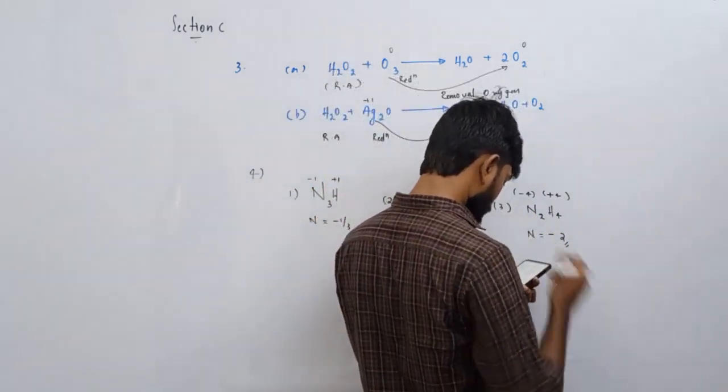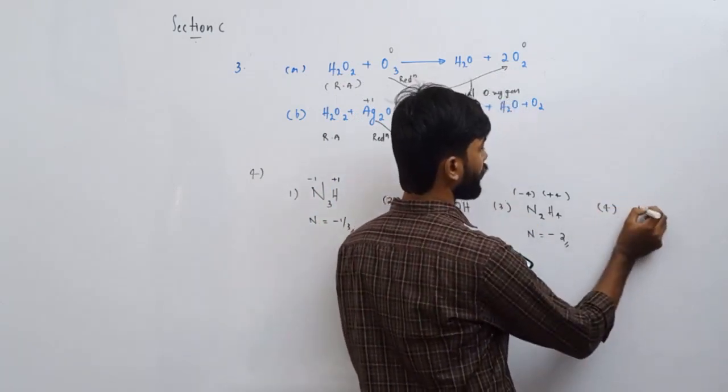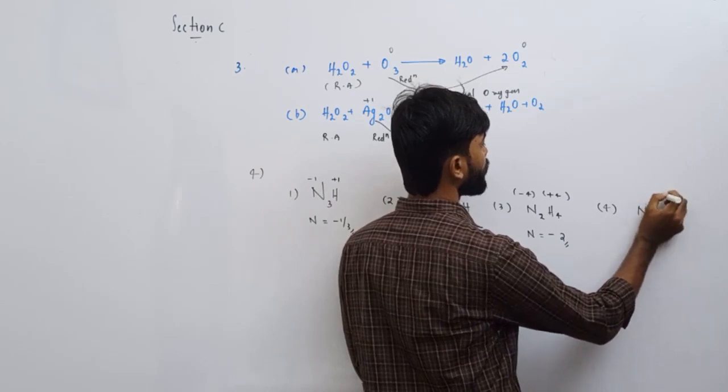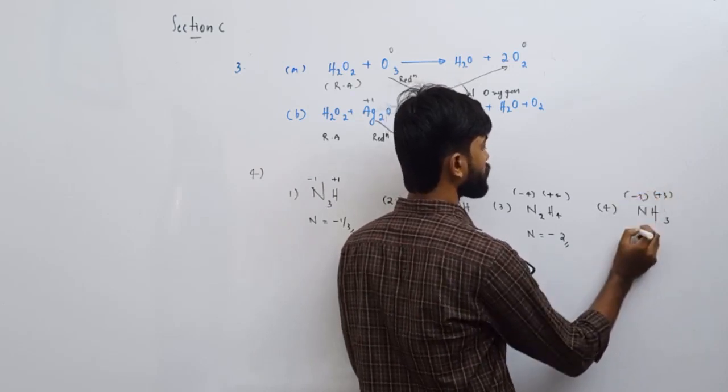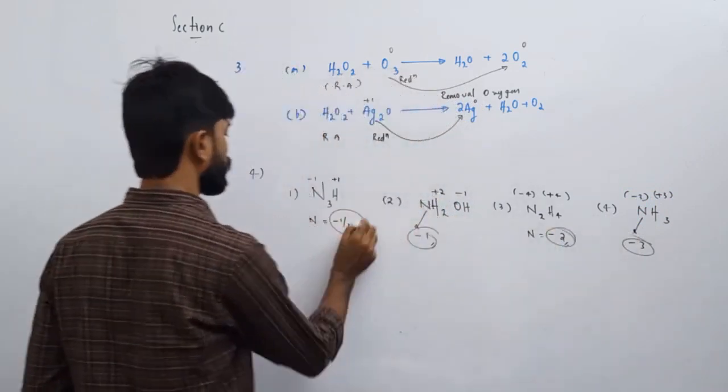Okay. The next one is NH3, ammonia. We know that 3 hydrogen may offer +3, so this nitrogen should offer -3. So this is in -3. So -3, -2, -1, -1/2.